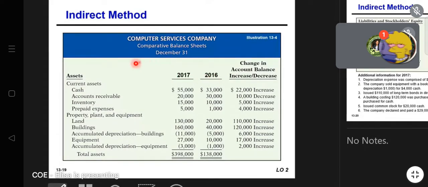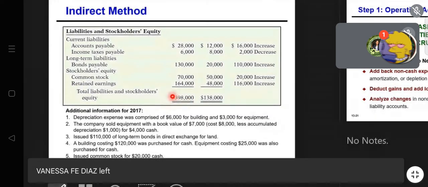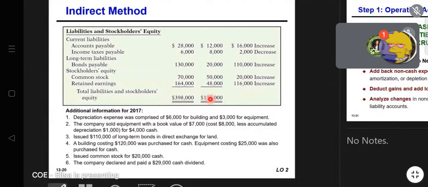Again, prepare nato ni siya na yung current assets, yung cash, AR, inventory, prepaid, and then property, plant and equipment, yung land, building, and so on. And then in your liabilities and stockholders' equity or owner's equity for that matter, you have your current liabilities, and then you have your long-term liabilities, and then your stockholders' equity. So these are your total liability and stockholders' equity. So this is for 2017 and this is for 2016.